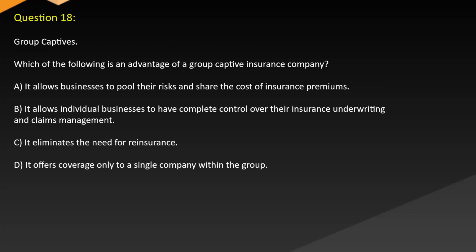Question 18. Group captives. Which of the following is an advantage of a group captive insurance company? A. It allows businesses to pool their risks and share the cost of insurance premiums. B. It allows individual businesses to have complete control over their insurance underwriting and claims management. C. It eliminates the need for reinsurance. D. It offers coverage only to a single company within the group.